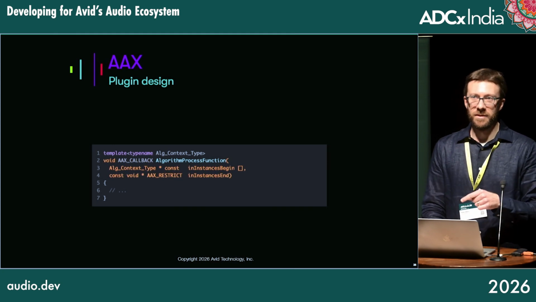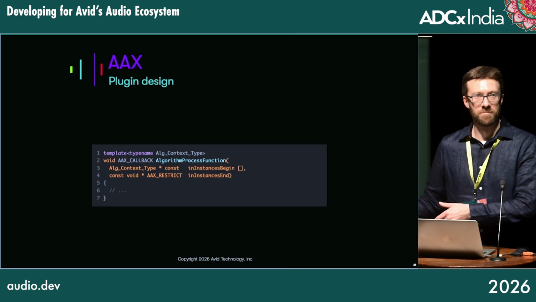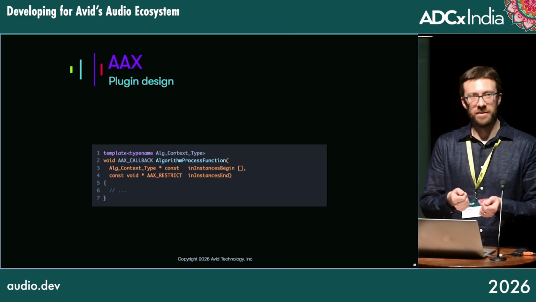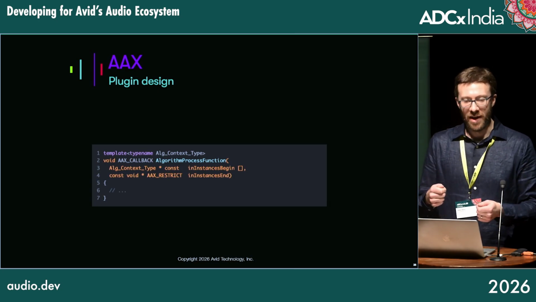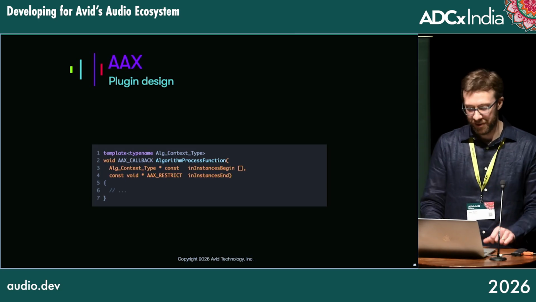The prototype is the same for all of these callbacks. It's just void, void star, void star. The first void star is a pointer to your coefficient block. The type of that is this list of pointers that you've told the host about. And then the second one is an array of them. So the second one is the end of that array.